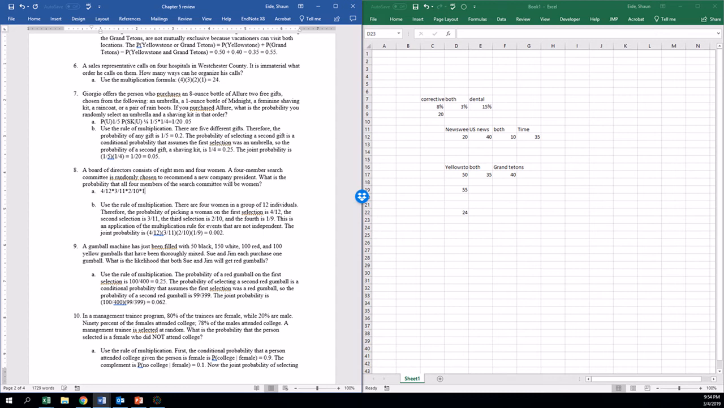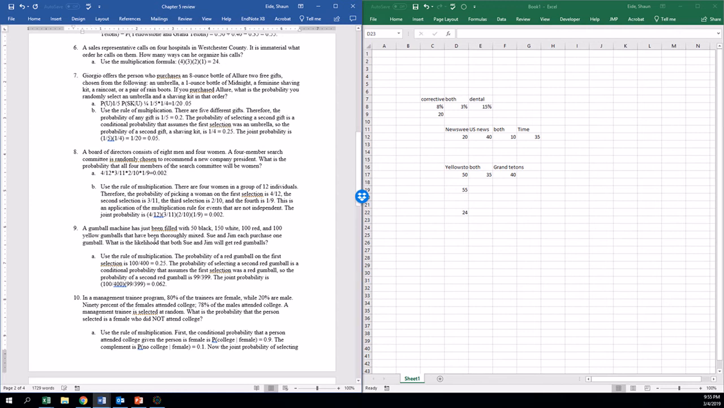And then finally you have a 1 out of 9 chance that the very last person is going to be a woman. Which gives you a total probability, if you multiply all of that together, of 0.002 that you are going to select all 4 women to be members of the search committee.